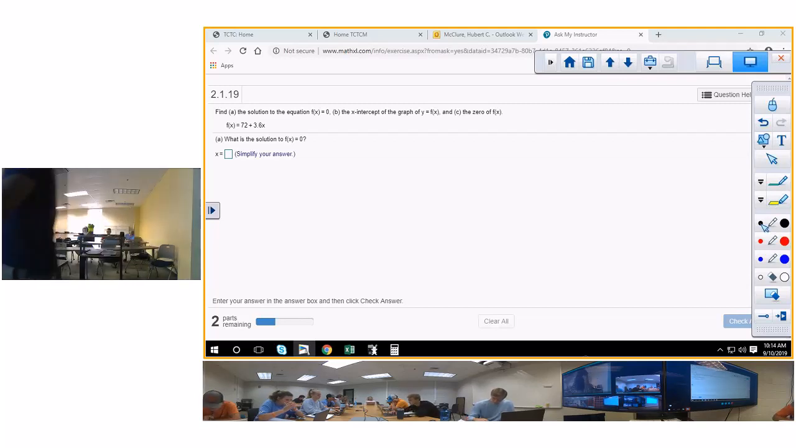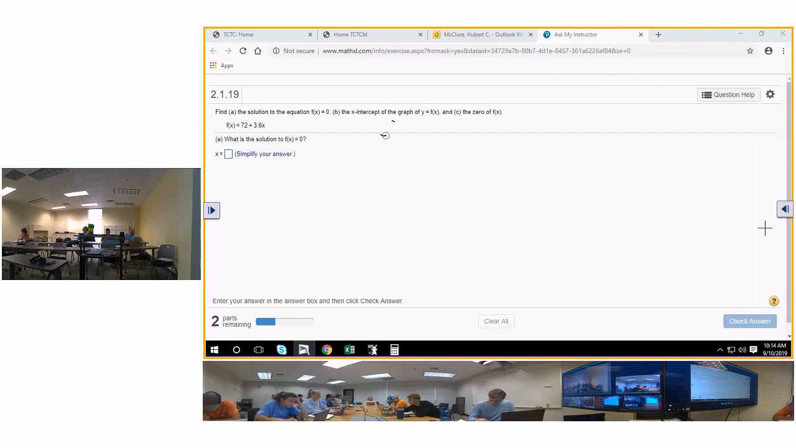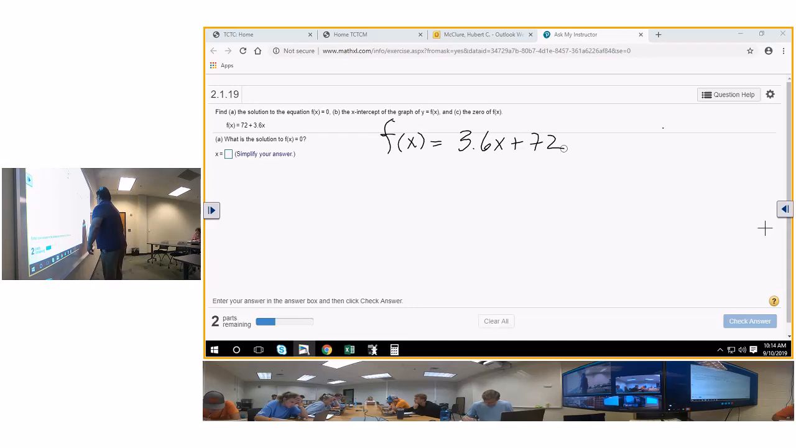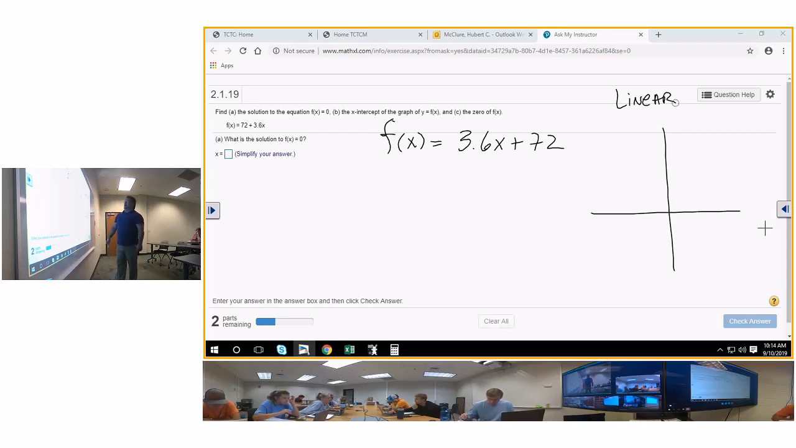f of x is equal to 3.6x plus 72. What kind of function is this? Linear. It's linear, so that's the first thing. What does my family of graphs say? My family of graphs says this is linear. I've got a y-intercept of what? 72, so that means the y-intercept is 72.